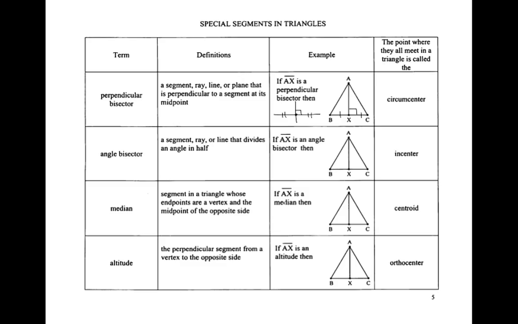Now an angle bisector does something very similar, but it's going to bisect the angle or cut the angle in half. So in the example, AX is an angle bisector, meaning that angle A is being cut into 2 congruent pieces. Notice that it in no way affects the opposite side.